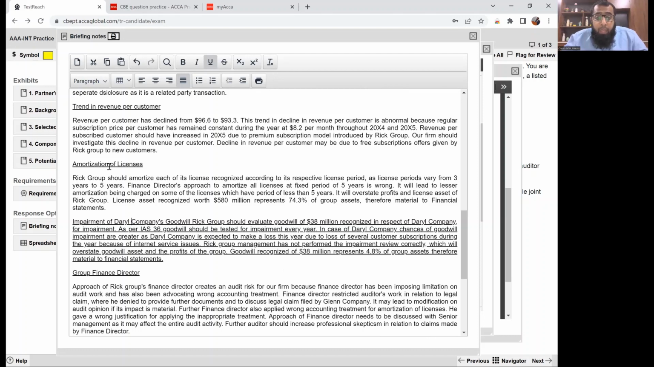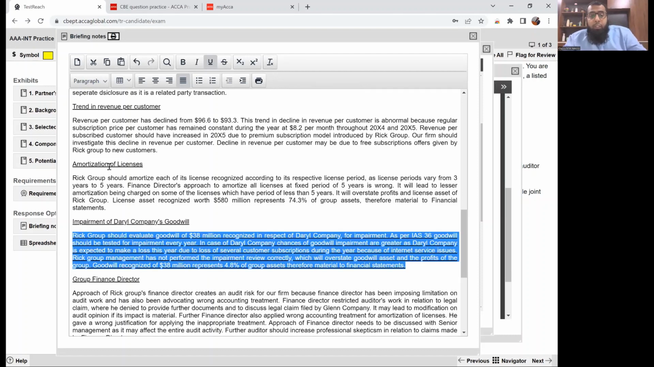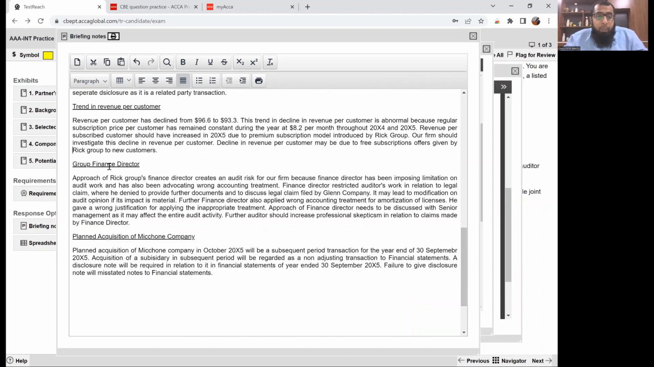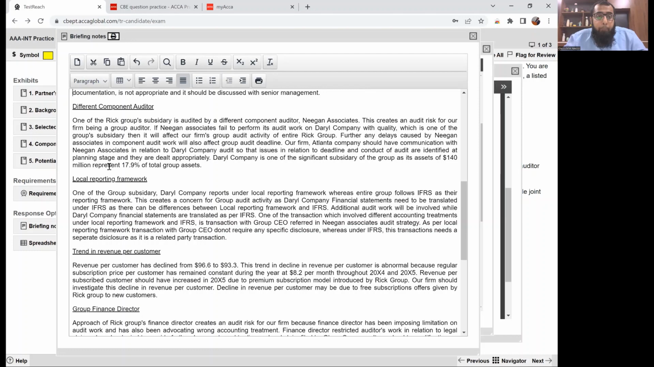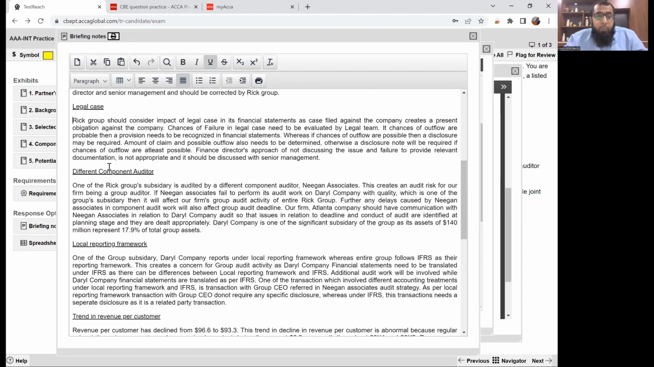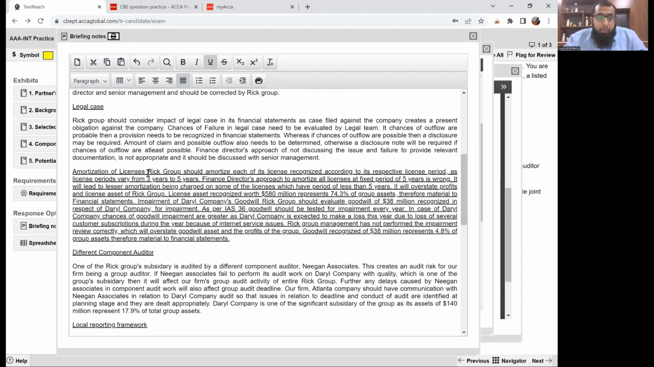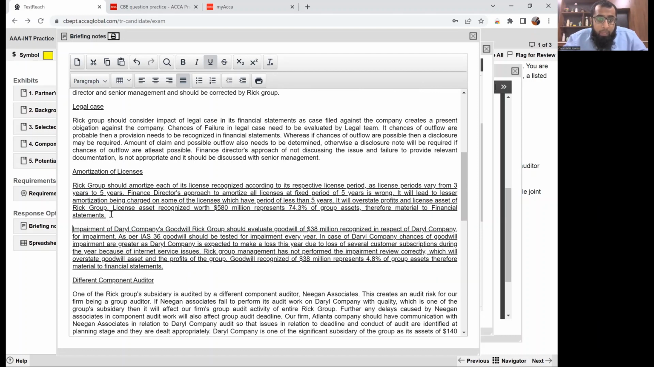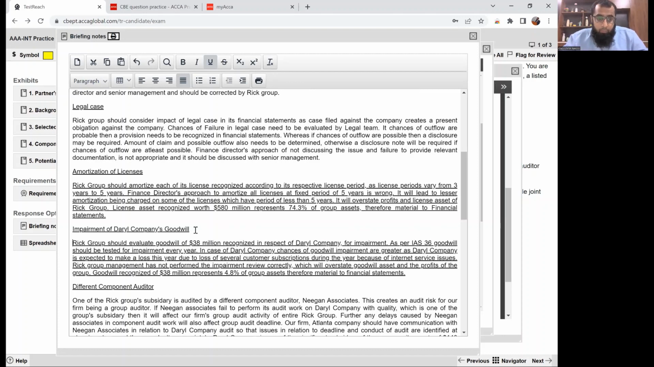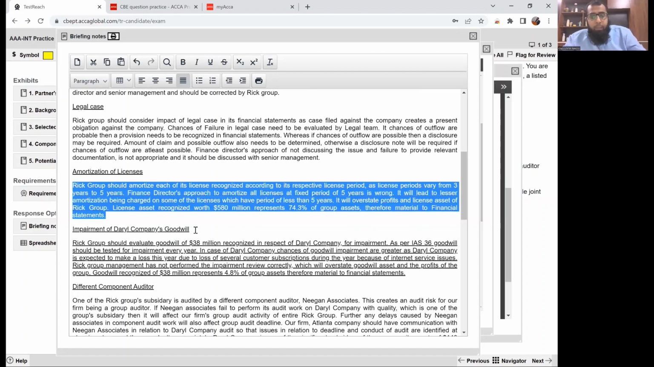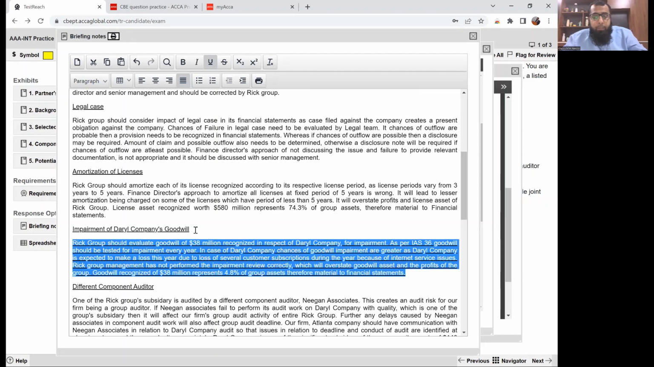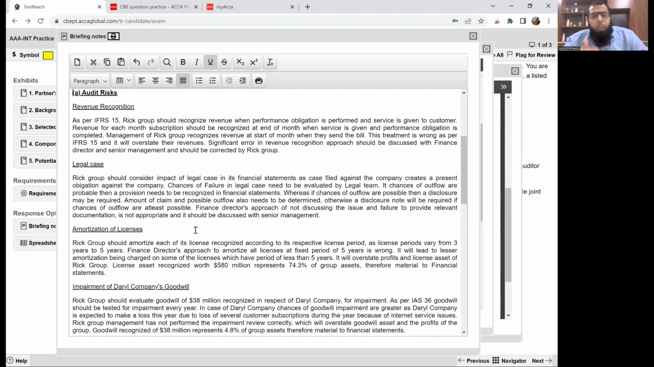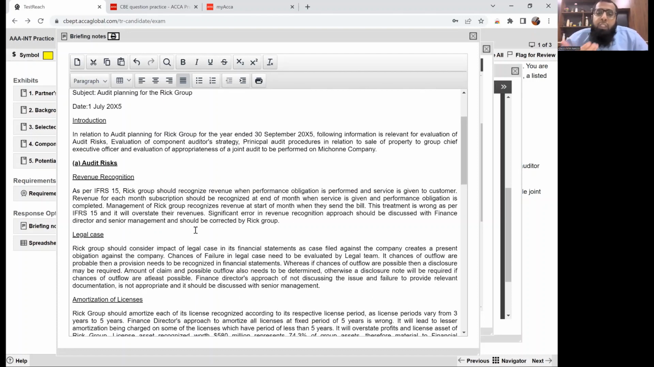What I will do is sort the risks. Amortization and impairment, I will move them up after the legal case point. When we cut and paste, the formatting gets out, so don't worry about it. I'm just sorting the risks according to their significance. It's a pure judgment area.